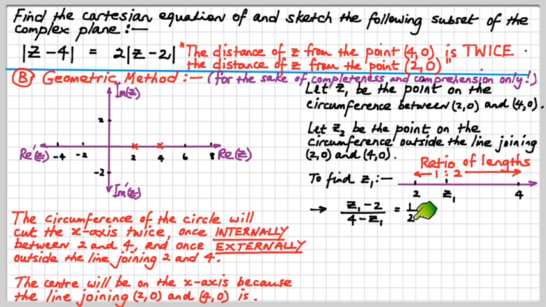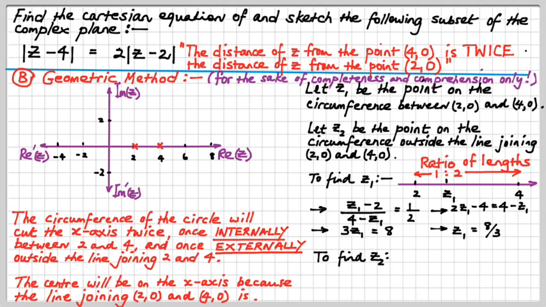Equals 1 is to 2, or 1 over 2. So cross multiplying, I'll get 2Z1 minus 4 equals 4 minus Z1, and we're going to solve that for Z1, and we'll see what we see. Therefore Z1 will be, what will it be? It'll be 8 over 3, which is 2 2/3, and that is closer to 2 than it is to 4, because the midpoint would be 3, and that's 2 2/3. Okay, it's a little bit closer, but it's still closer to 2 than it is to 4.